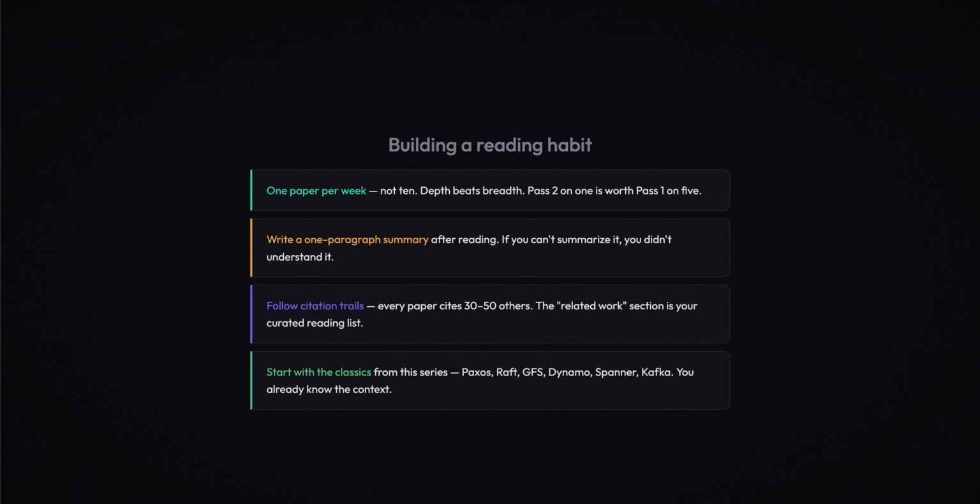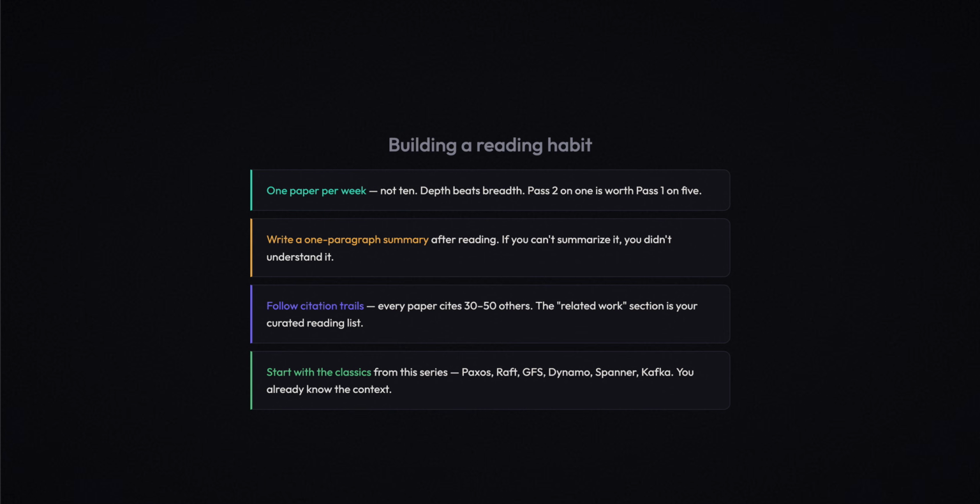This forces honesty. Follow citation trails. Every paper points to 30 or 50 others. Let the field guide you to its own foundations. And start with the classics, the systems already covered in this series. You know the context. The papers will feel like old friends with new depth.